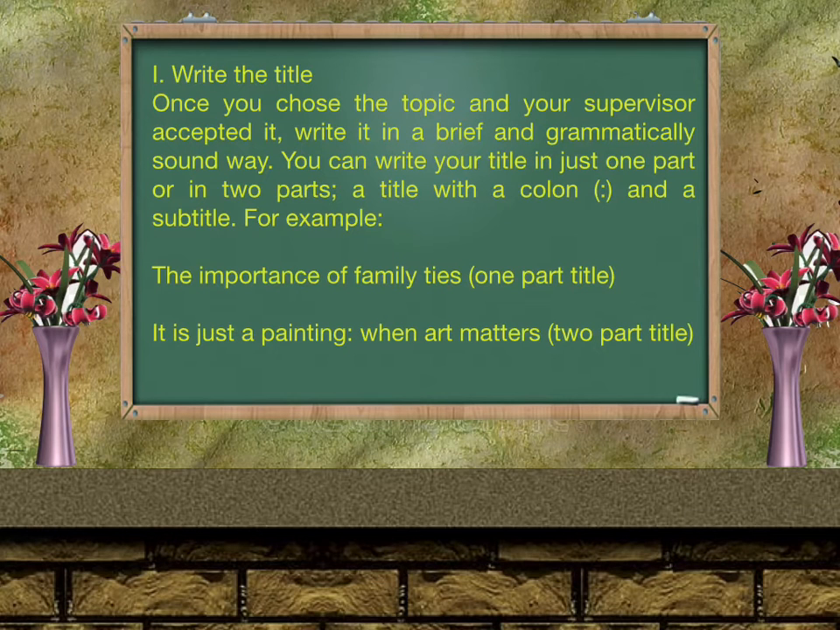Write the title. Once you chose the topic and your supervisor accepted it, write it in a brief and grammatically sound way. You can write your title in just one part or in two parts, a title with a colon and a subtitle. Example 1. The importance of family ties, one-part title. Example 2. It is just a painting when art matters, two-part title.